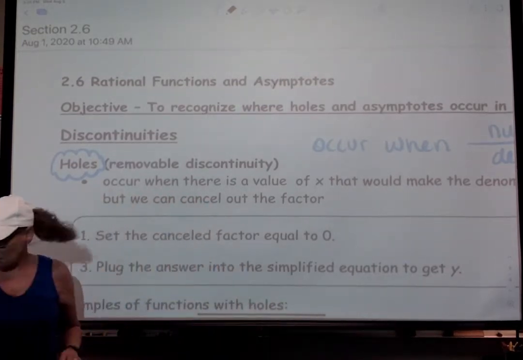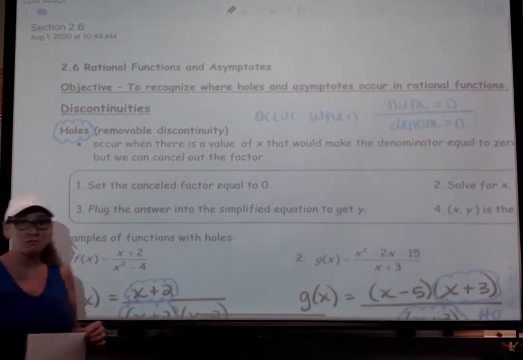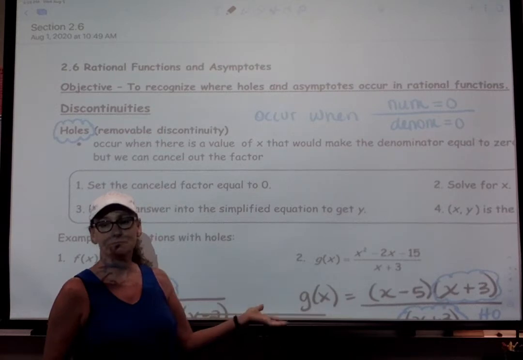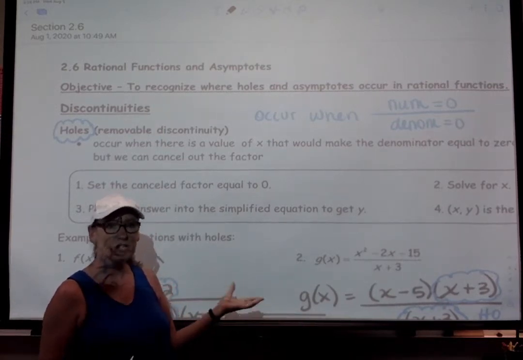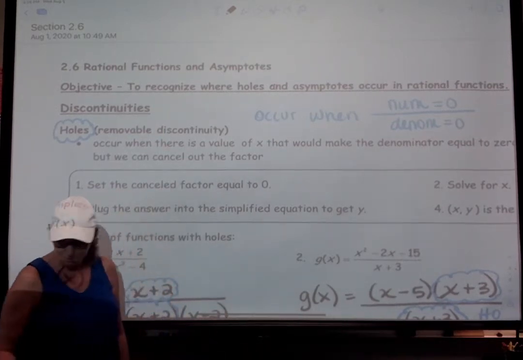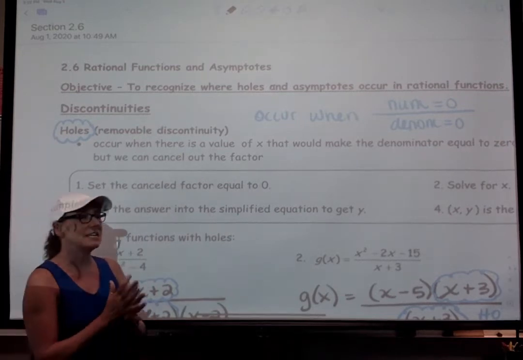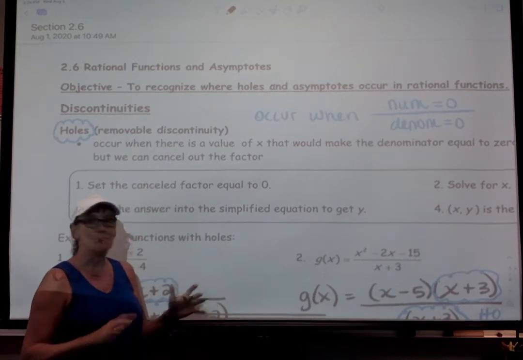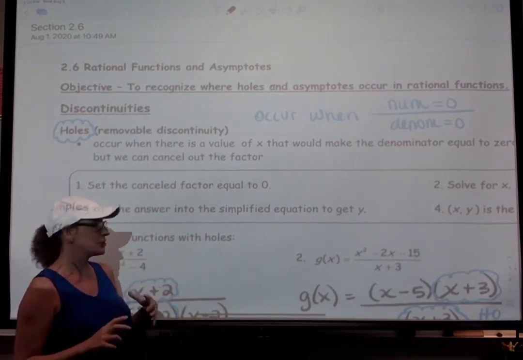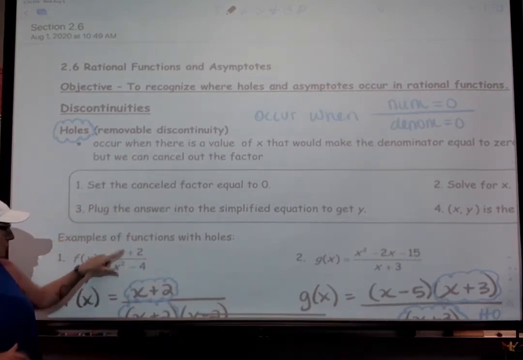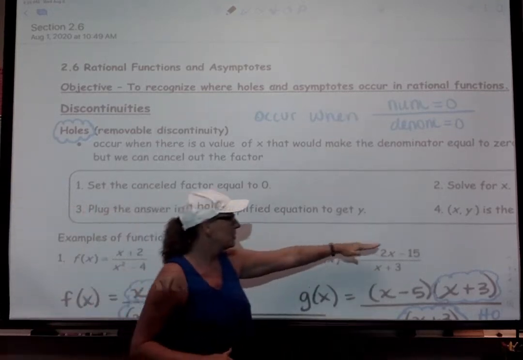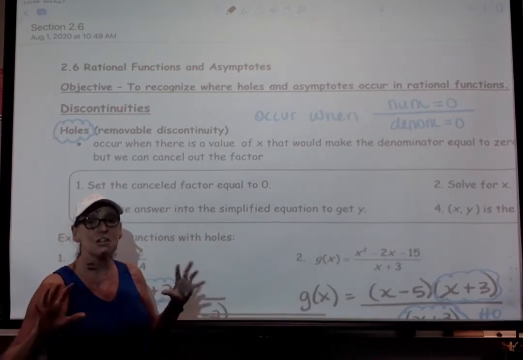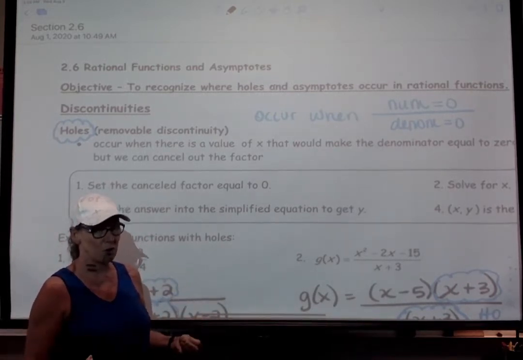So we're specifically going to be looking at rational functions. Rational functions have a numerator and a denominator. Easy. It's a rational function. So, in order to see what's going on at some really weird x values, the first thing you have to do is make sure that the numerator and denominator we're looking at are factored. Everything has to be in factored form.